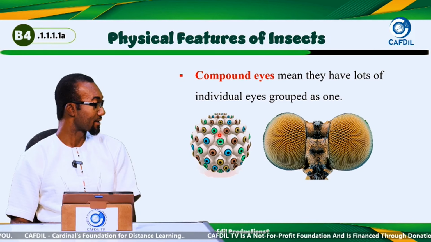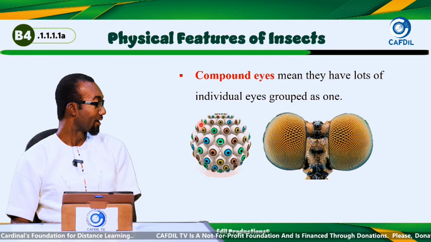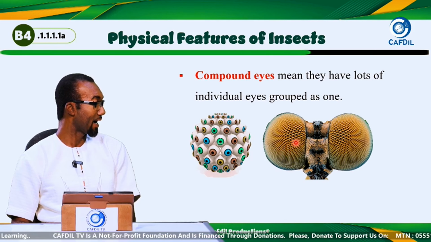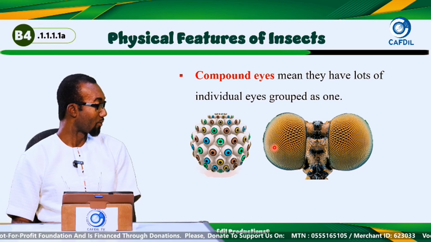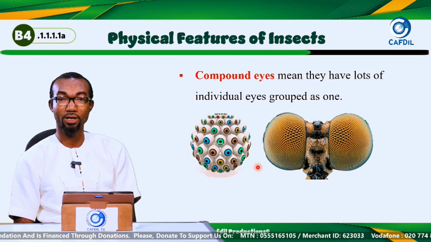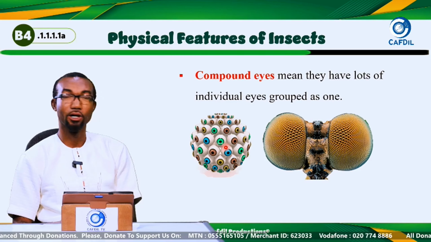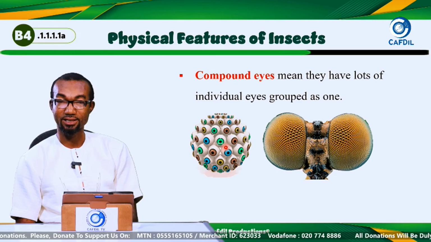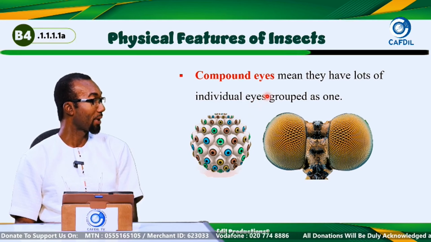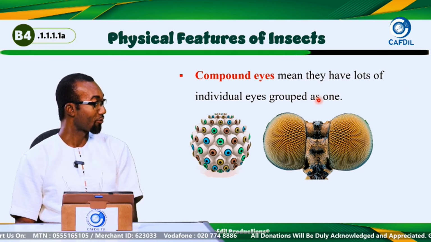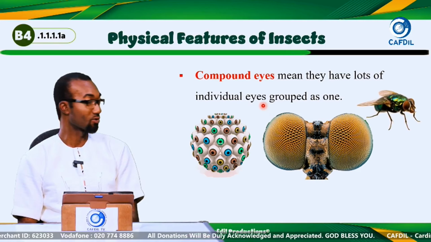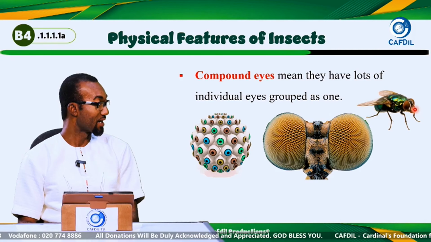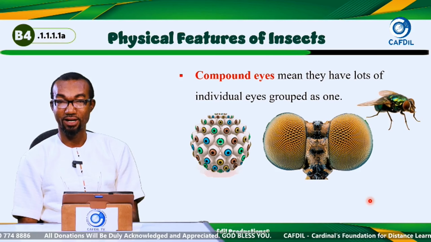So if you look at this, we have a lot of them here. 1, 2, I can't even count them. If you look at the rear eye of the insect, you see the eye 1, 1, 1, 1, 1 here, and that is what we call a compound eye. So this is the type of eye possessed by most insects, and we call this type of eye compound eyes, meaning they have lots of individual eyes grouped as one. This is the kind of eye possessed by a housefly.